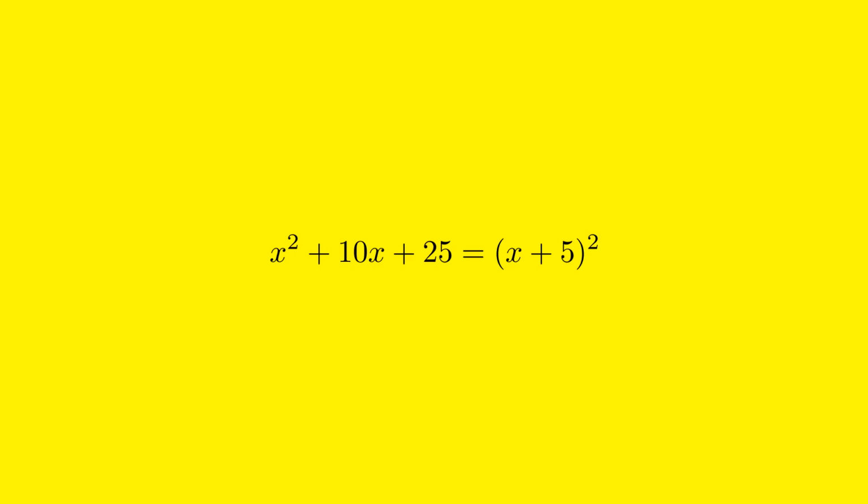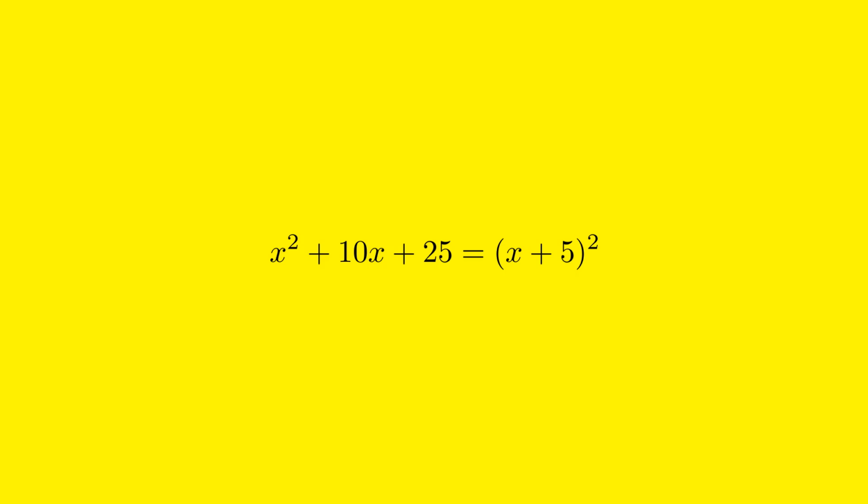Step 2. Now that we have confirmed the given expression is of the form a squared plus 2ab plus b squared, we can proceed to rewrite it in its simplified form. Replace a with x and b with 5. Therefore, the expression x squared plus 10x plus 25 can be written as (x plus 5) all squared.